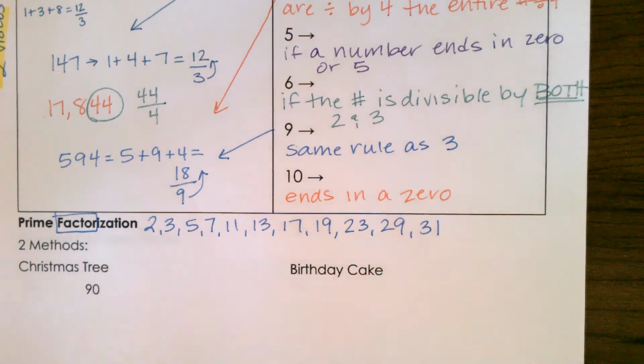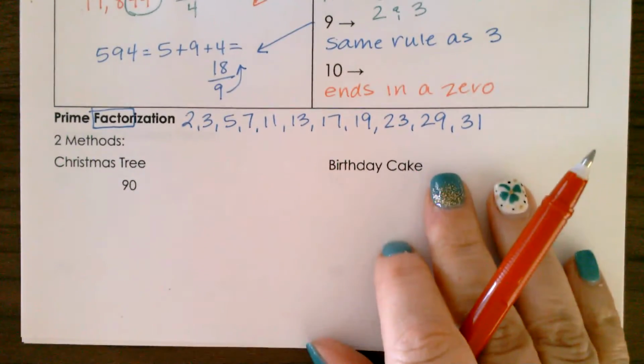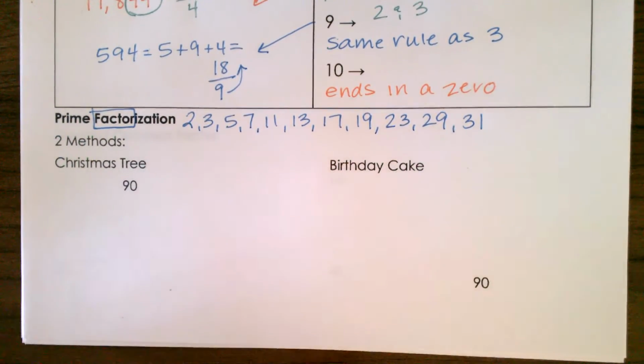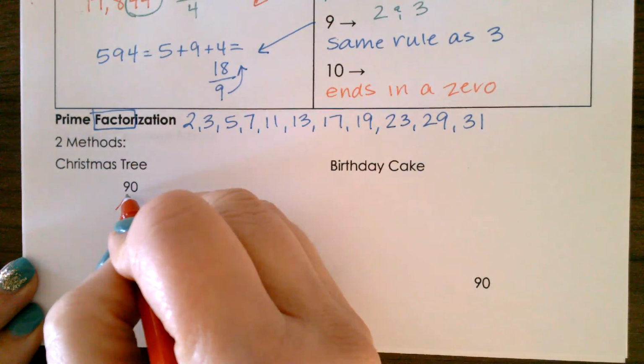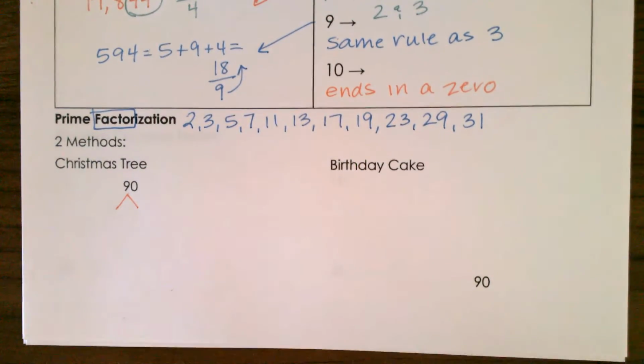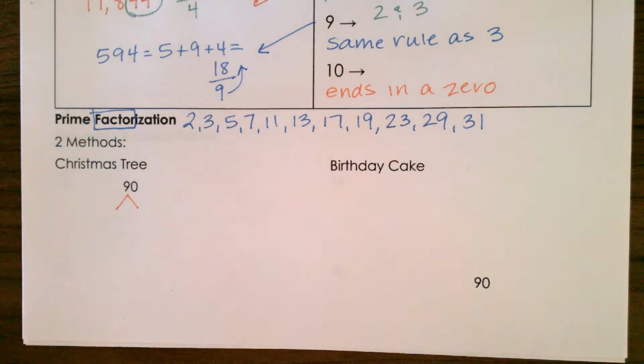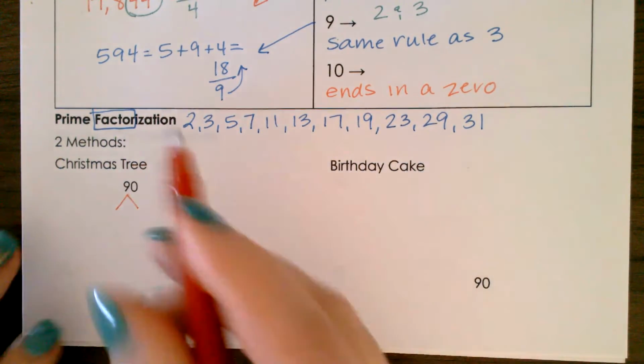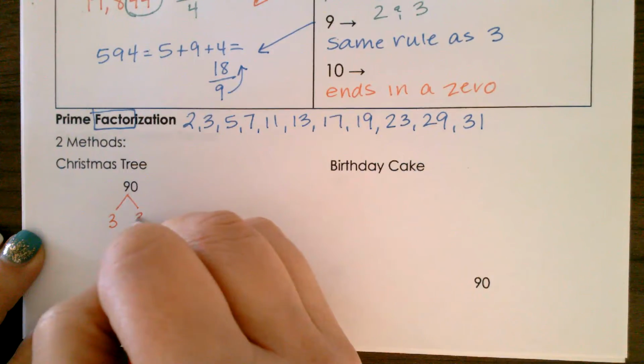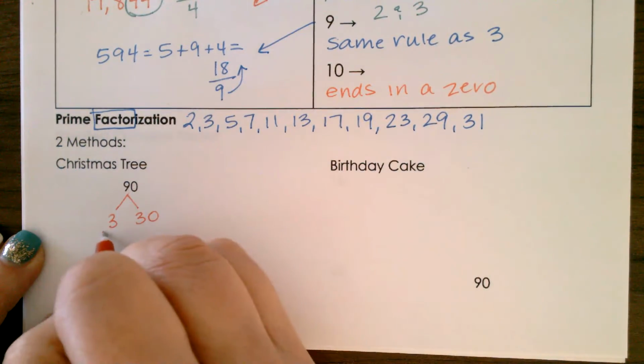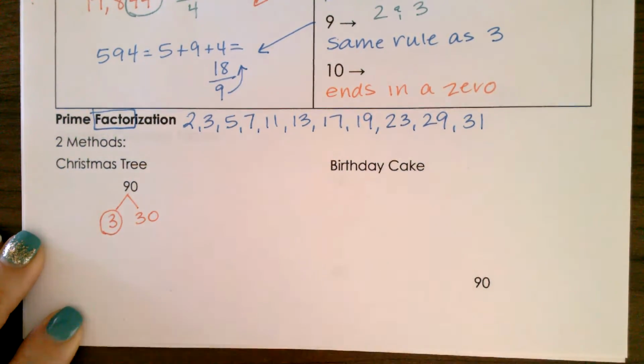I know of 2 ways of doing this, and they have silly, cute names. First is called the Christmas tree method. This is the top of the tree, and we're going to break it apart. So I'm looking for 2 numbers that multiply to 90. Well, 3 times 30. You could do 2 times 45, 9 times 10, whatever. 2 numbers that multiply to 90.